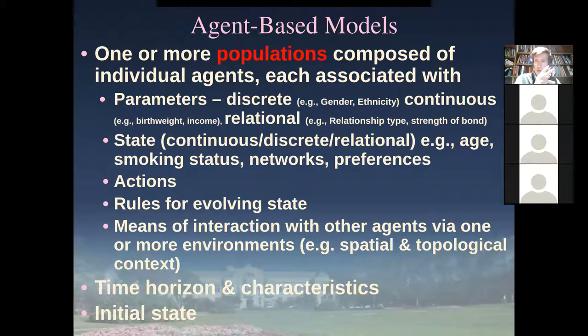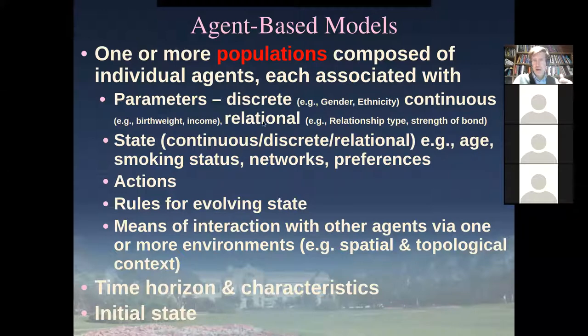I call them parameters because they're not varying, or varying only episodically or rarely. We also have state for agents. So each agent maintains its own state that distinguishes it according to an evolving process. So it may have an age, and that age evolves, grows older over time, inevitably. A smoking status that changes over time: quitting, relapsing, initiating smoking. They could have networks, which could be dynamic, and therefore part of their state.